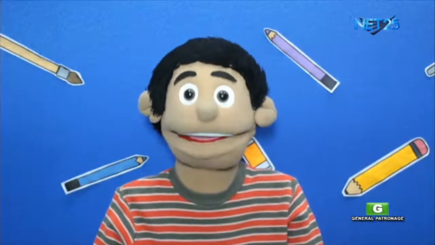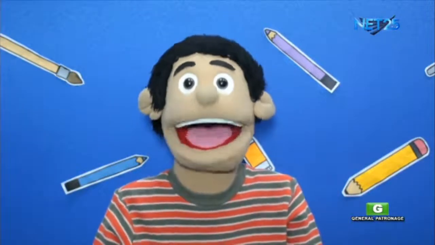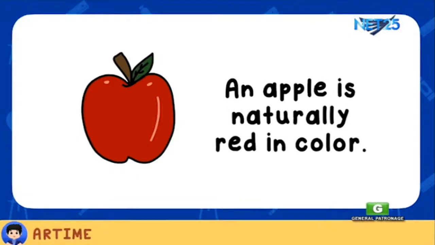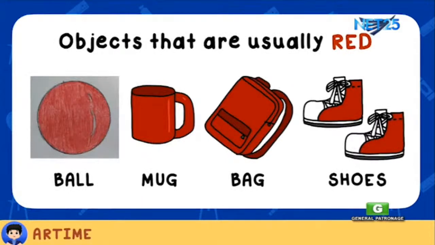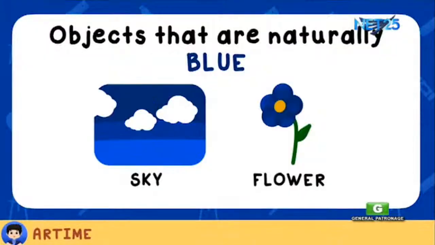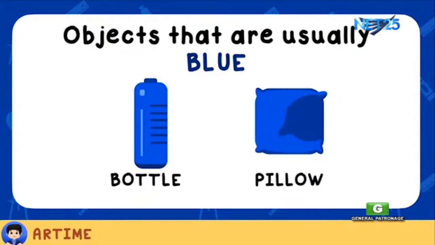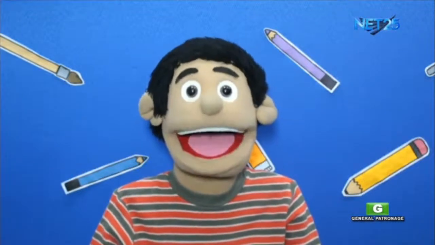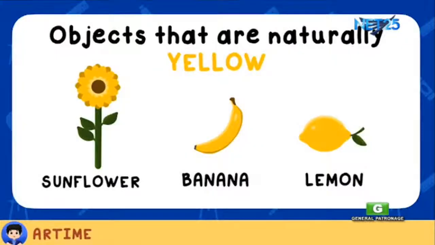Objects that are usually red in color are like the things I drew last time. An apple is naturally red in color, while a red ball, a red mug, a red bag, and a red pair of shoes are made by humans that way. Objects that are naturally blue are the sky and a blue flower. Others like a blue bottle and a pillow are also made by humans that way. Objects that are naturally yellow in color are a sunflower, a banana, and a lemon.